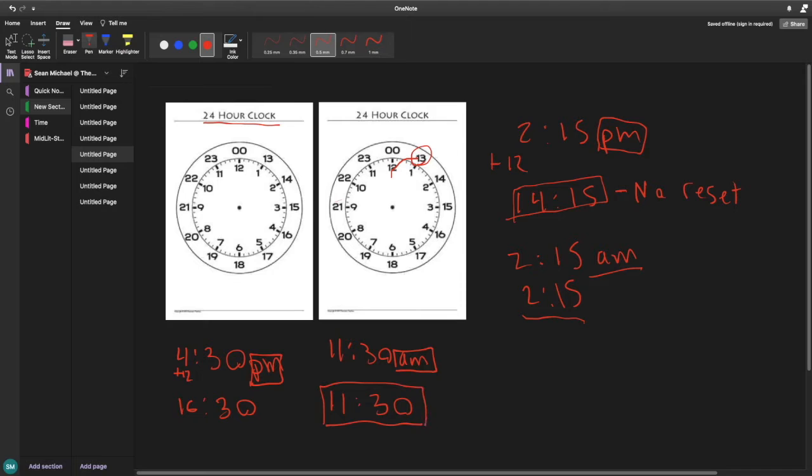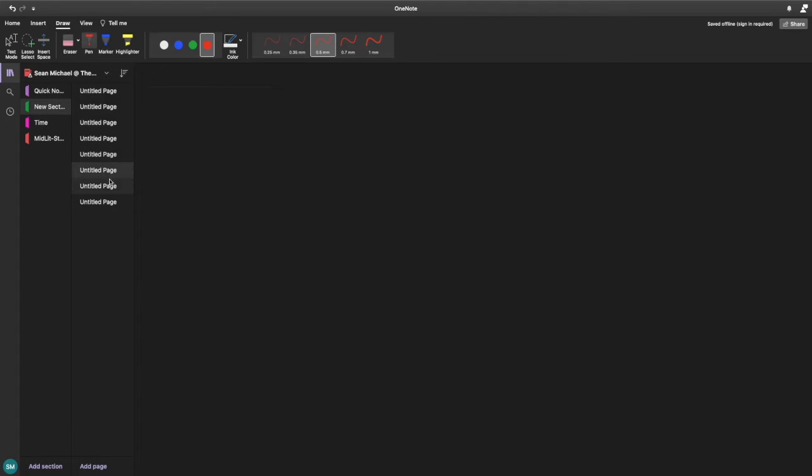It's no different on the 24-hour clock because this clock has not reset yet, and so they're the same until the PM. So only when you see a PM is when you reset. Okay, good. I'm happy you're with me.